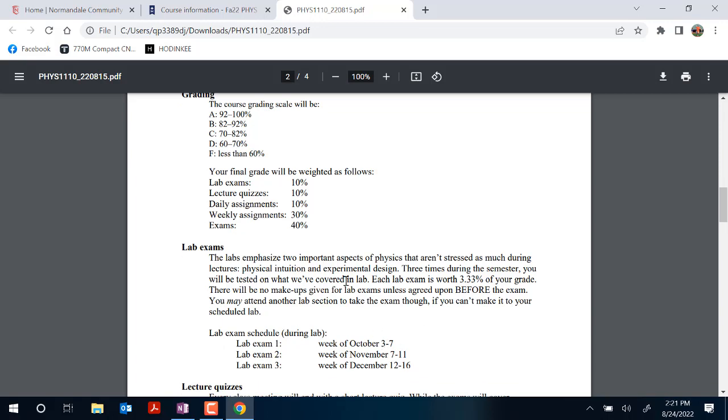That grade is made up of 10% lab exams, 10% lecture quizzes, 10% daily assignments, 30% weekly assignments, 40% exams. So I'm just now going to go into each of these things and describe each of these 1, 2, 3, 4, 5 things, so you know what to expect on each of those. Anybody have any questions yet?